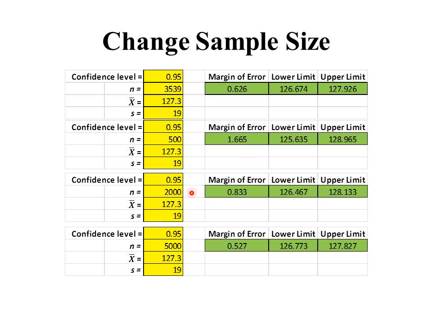Now let's change the sample size to 2,000. So that's between 500 and 3,500. And look what that does to the margin of error. It gives us something in between 0.6 and 1.6. Now let's increase our sample size to 5,000. So that's much bigger than the original sample size. Look at what that does to the margin of error. It decreases it to 0.5.